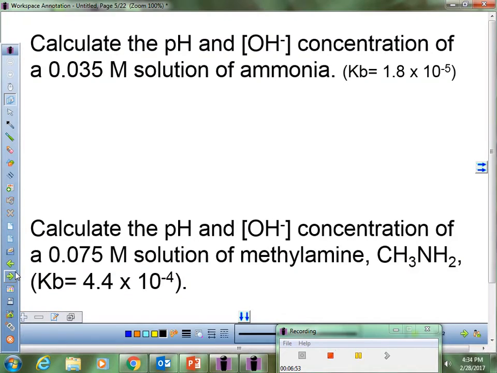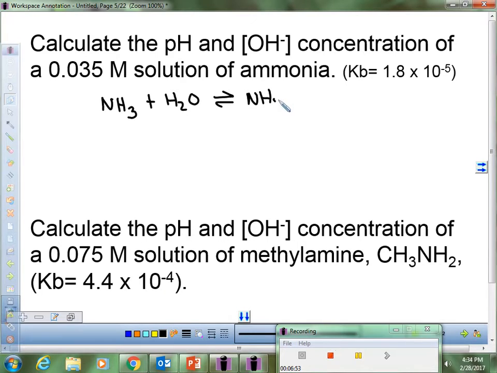So now we're going to move forward. It says calculate the pH and the hydroxide concentration of a 0.035 molar solution of ammonia. Now actually doing the problem itself is not hard. Most students really just have a hard time writing the equation. You have to know that ammonia is a base, so you're going to have to put it in water because there's no hydroxide. We're going to draw that double arrow.